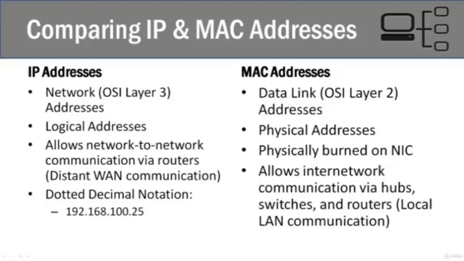If we're looking at the OSI model, the MAC addresses occur at layer 2, which is the data link layer, and then we jump one layer up to the network layer. That's where the logical IP addresses are, OSI layer 3.